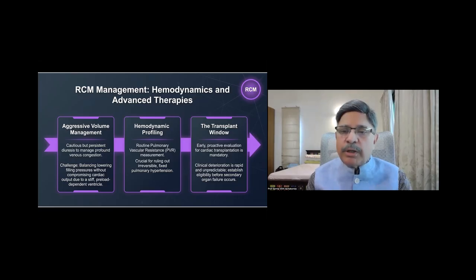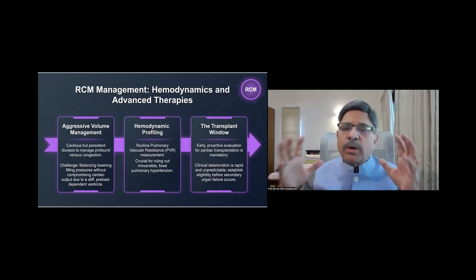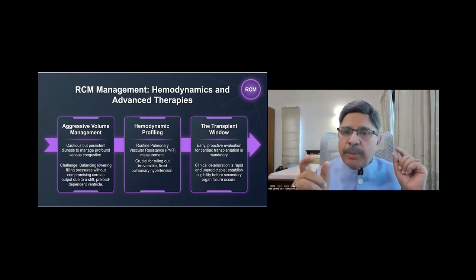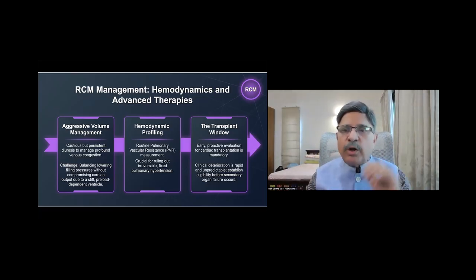Establish the eligibility before secondary organ failure. That is why the transplant window is very, very small in this particular case. The window for offering a transplant is very small. This is about the restrictive cardiomyopathy.